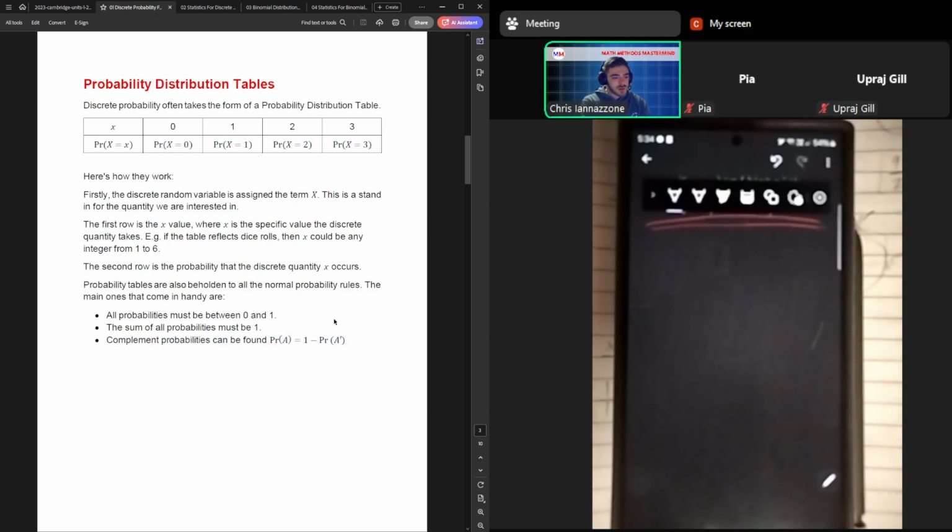Another thing that is quite effective here is complement probabilities. This means you can do 1 minus the complement to figure out the actual probability of something occurring. We'll see an example of that in a bit.